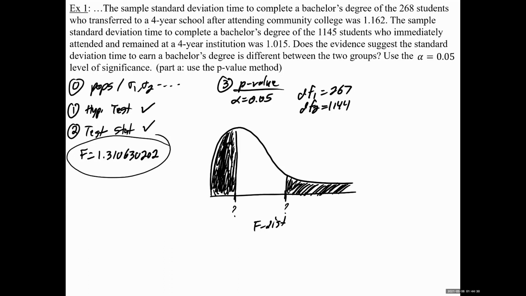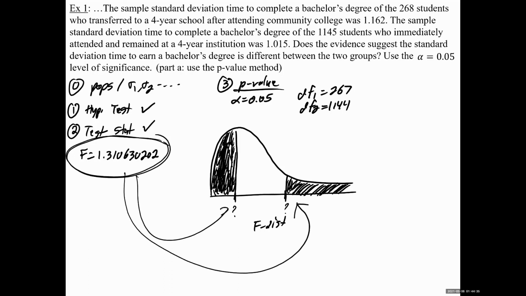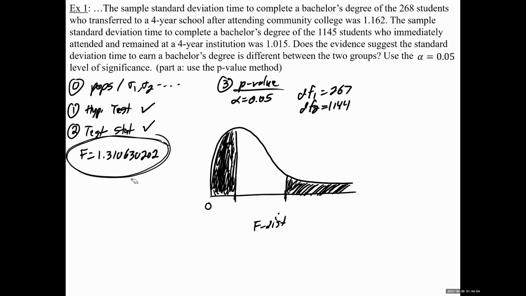So do we put this number on the left or do we put it on the right? I want you to remember, just like the chi-square table, the F distribution doesn't have any negative numbers. So it's not like this number here is 1.31 and this number here is negative 1.31. It doesn't work that way. Just like the chi-square table, the number is 0 right here at the beginning. So there's only positive numbers there.